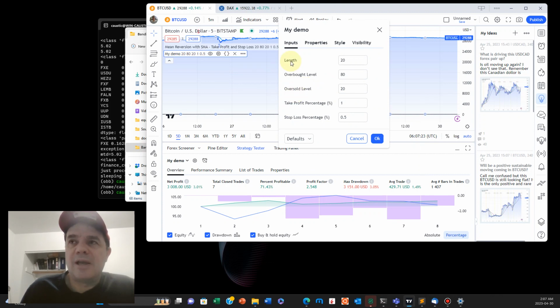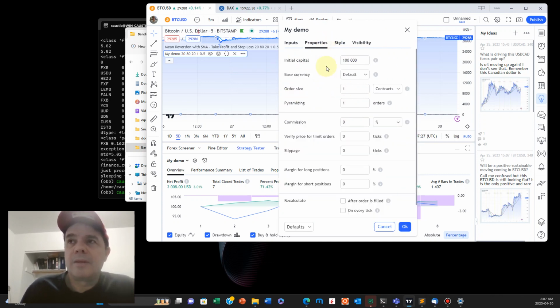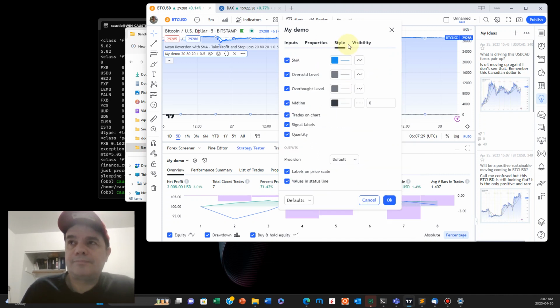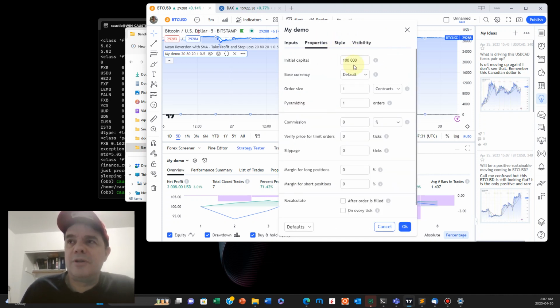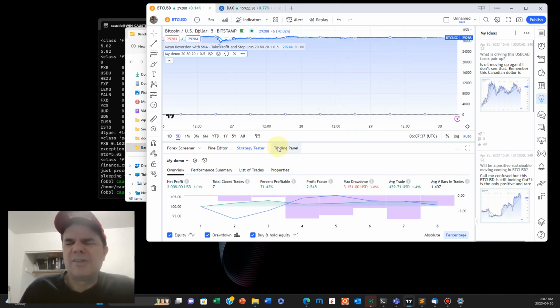So in here, I just want you to know that you can set your inputs on your parameters. This is for the RSI and length on the look back, properties, style, and so forth. Here you could set, I've set $100,000 as starting capital. So that's pretty good. Now compare that to the stocks. That's in line with, not great performance, but it's positive.